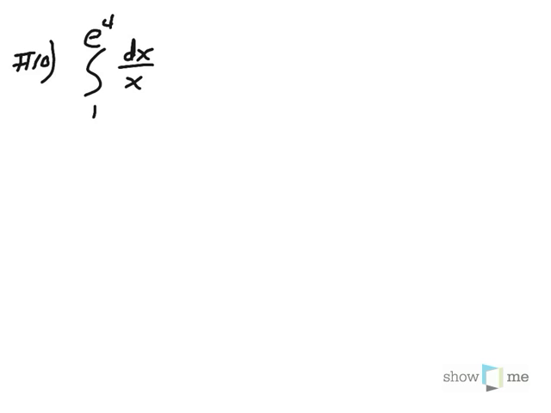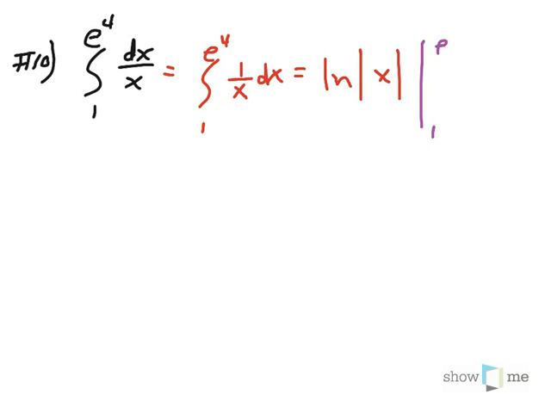Number 10 here, I don't like the way this is written. It may cause confusion for you, so I'm going to rewrite it. So instead of dx over x, I'm going to write it as 1 over x dx. The same thing, looks different. How do you integrate 1 over x? Well, that's one of the special rules. It's natural log of the absolute value of x. And then we're going to integrate this from 1 to e to the 4th.